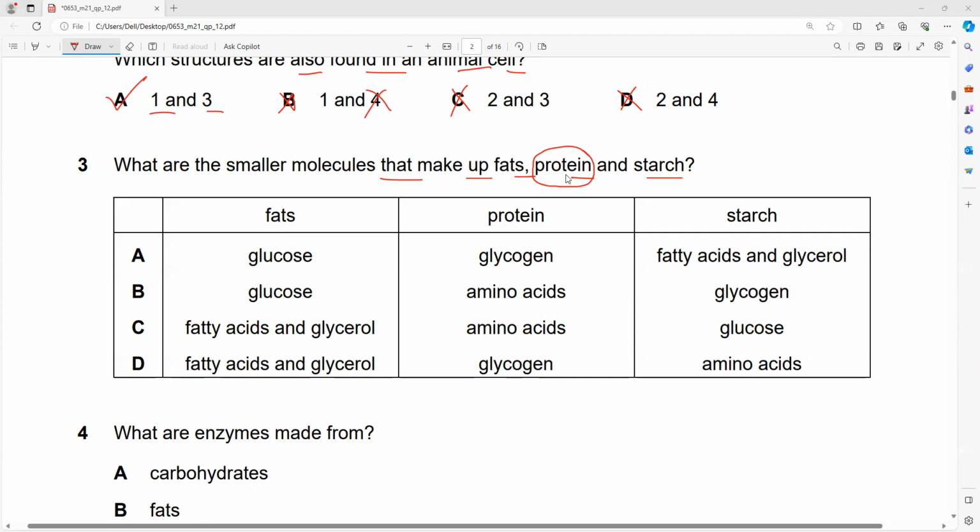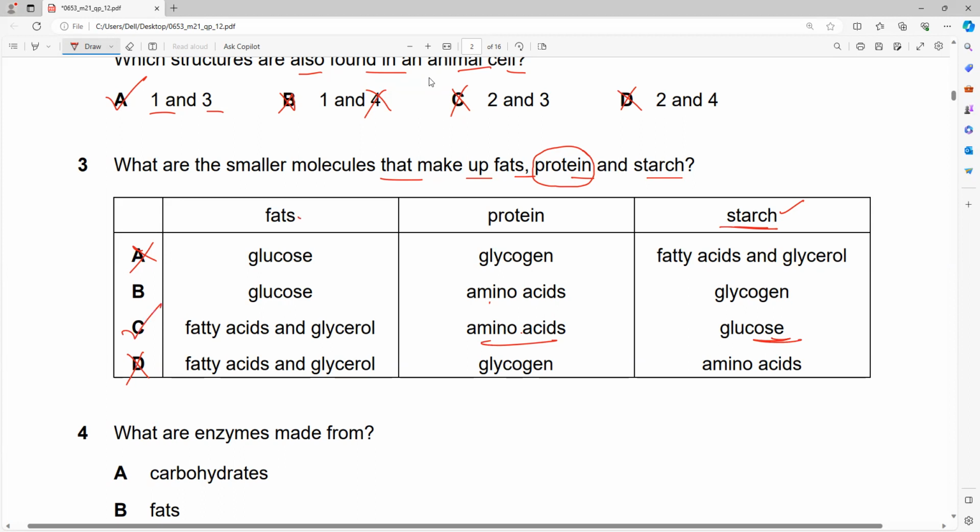So I can avoid option A and option D. So the answer is either B or C. Now again B or C, let us verify. Proteins are amino acids, so B and C both are matching. Starch, we all know that. Starch is made from where? Glucose. Fats I don't know even, but it doesn't matter. So directly I can say option C is the correct answer.